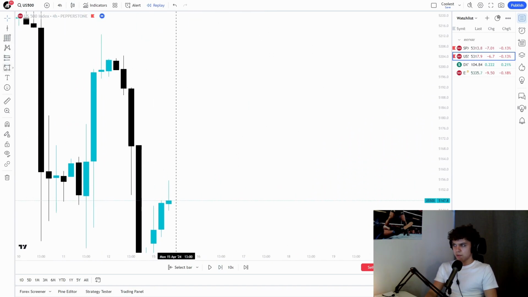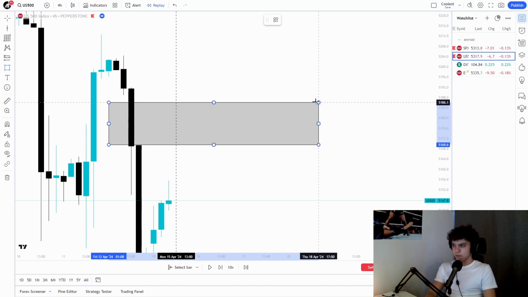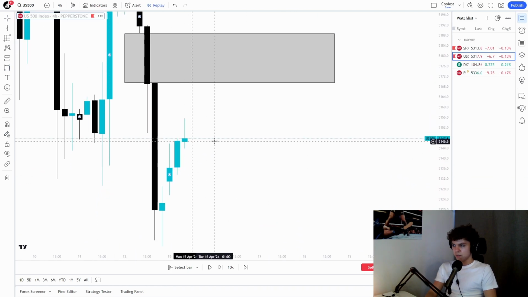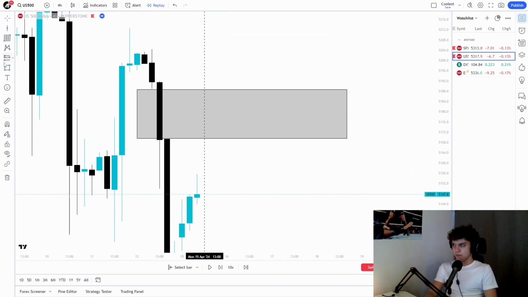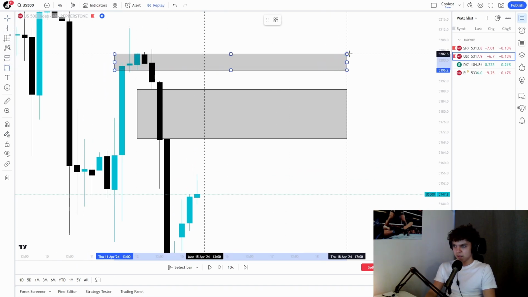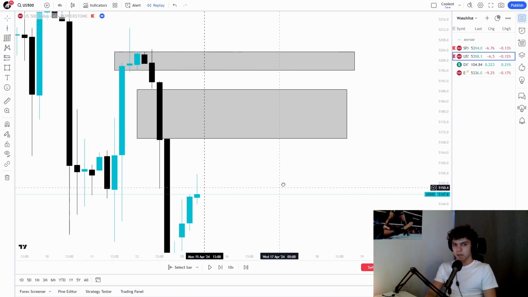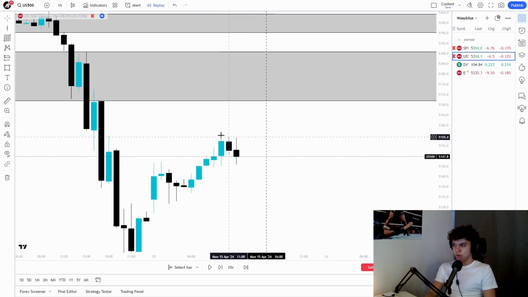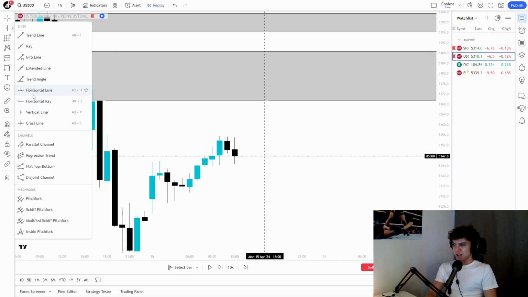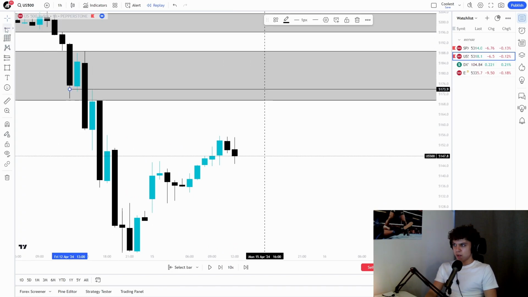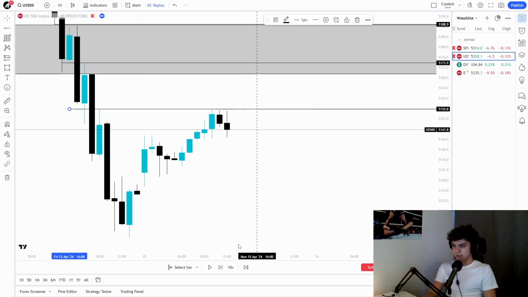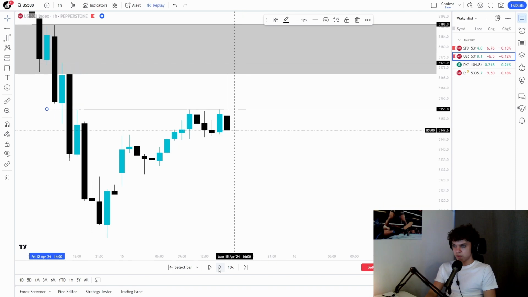What do we have? We have this fair value gap. Boom. And what do we also have? We have this weird looking order block, but still it's an order block. It's all the way up here. And what do we also have? We have this 1 hour high, and also this 1 hour high. And this is when the session opened.